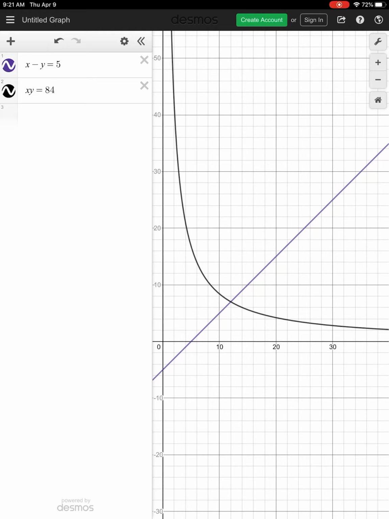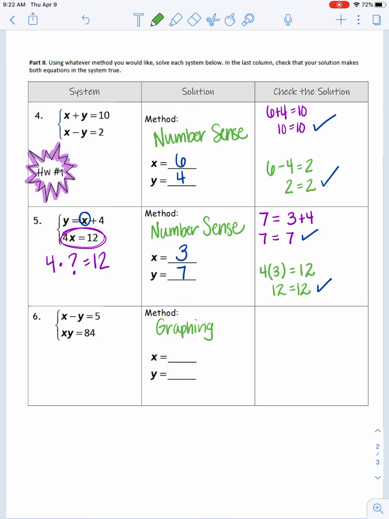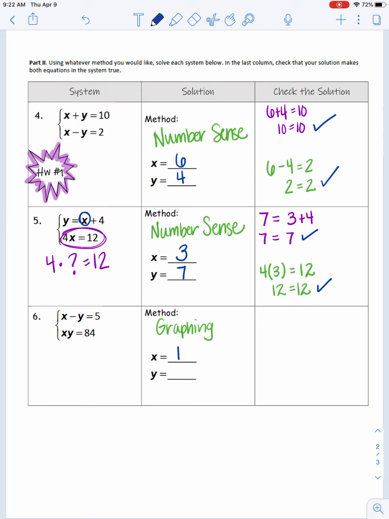Okay. All right. And the black graph on here is not a line, and that's okay, but we still are going to be looking for the intersection. So let's find the intersection here. Okay, we have 12 and 7, 12 comma 7. So let's go here, and I'm gonna write down 12, 7 as my x and y value.